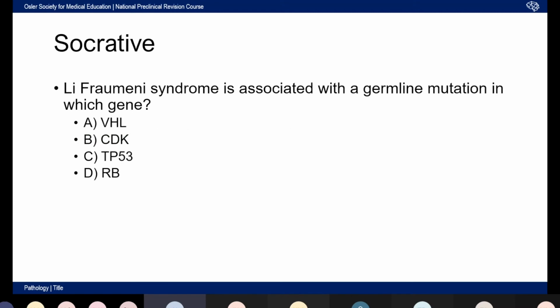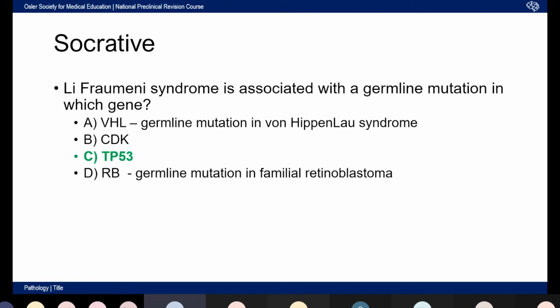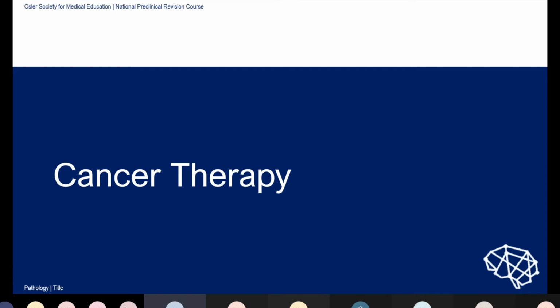And then, which germline mutation is Li-Fraumeni syndrome associated with? Brilliant, yep, TP53, so that encodes p53. So germline mutation in RB would be associated with familial retinoblastoma, and VHL would be von Hippel-Lindau syndrome. Okay, so now on to cancer therapy.